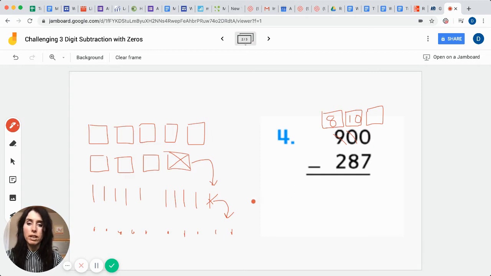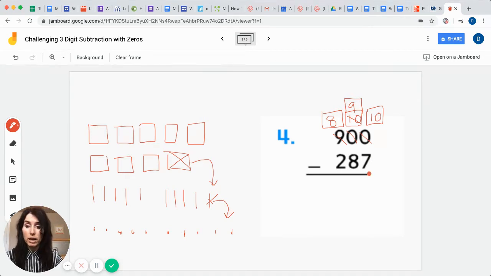Okay, so let's go ahead now and duplicate what we just did. So now do we have 10 sticks? No, we don't, because we gave 1 to the other neighbor. So we're going to cross off the 10 that we had, and we're going to end up with 9. Now do we have 0 cubes? No, because we have nice neighbors. They gave us one of their 10 sticks, and we took it and we exchanged it for 10 cubes.